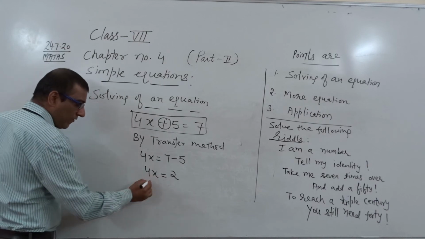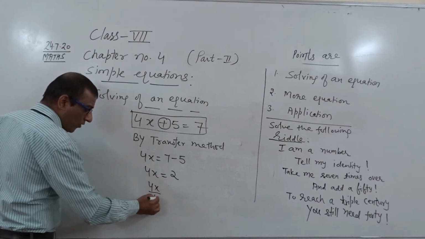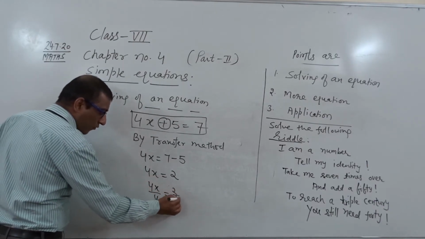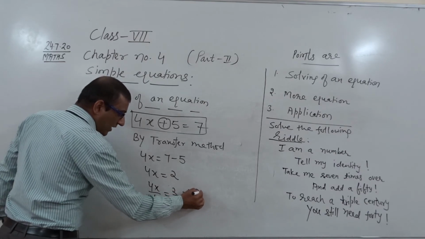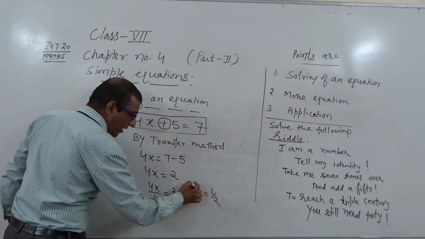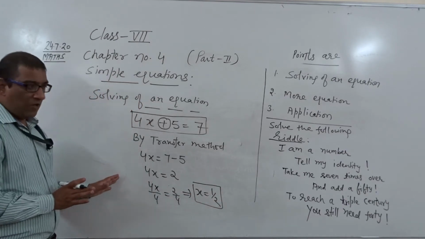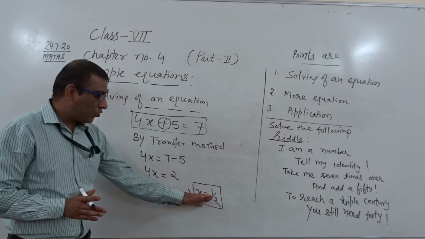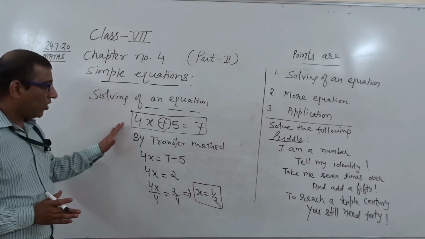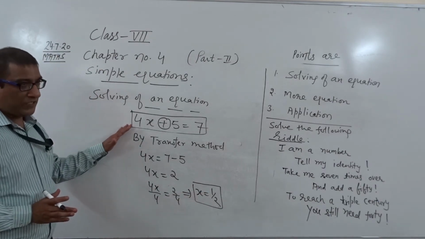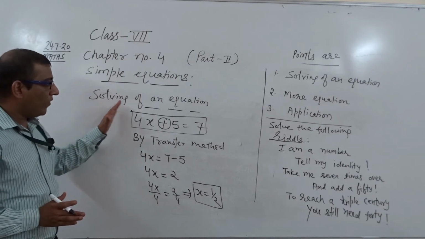Now again you will divide both sides by 4. When we divide both sides by 4 and solve it, we will get x equals 1 by 2. It means in both methods we get the same answer. And we can say x equals 1 by 2 is the solution of such type of equation. So this is the concept of solving an equation.